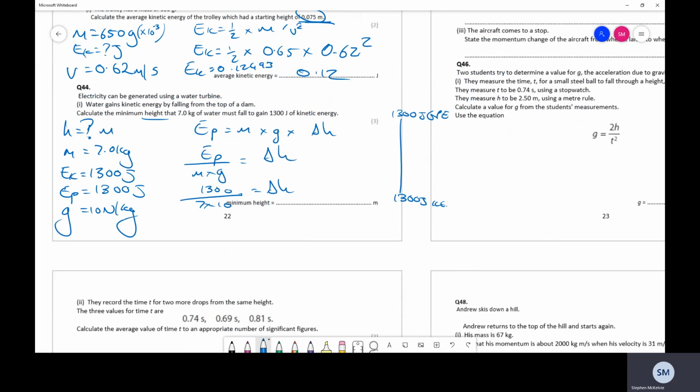I'll put my numbers into my calculator. A over b, then 1,300, and then down, 7 times 10. Giving me an answer of 18.5714, or I can do 18.57 meters. No significant figures, no anything like that, so I can just crack on.